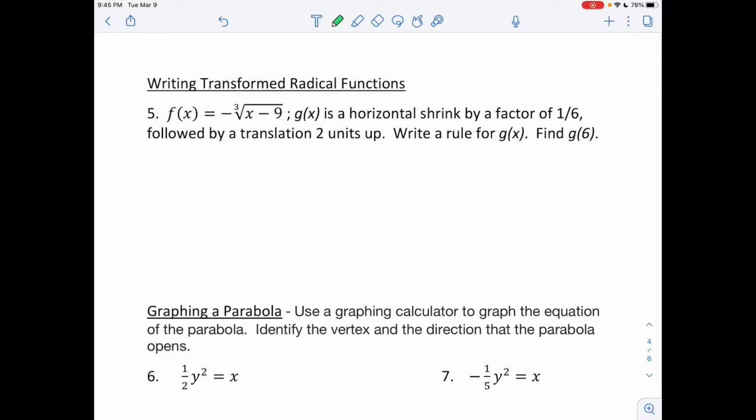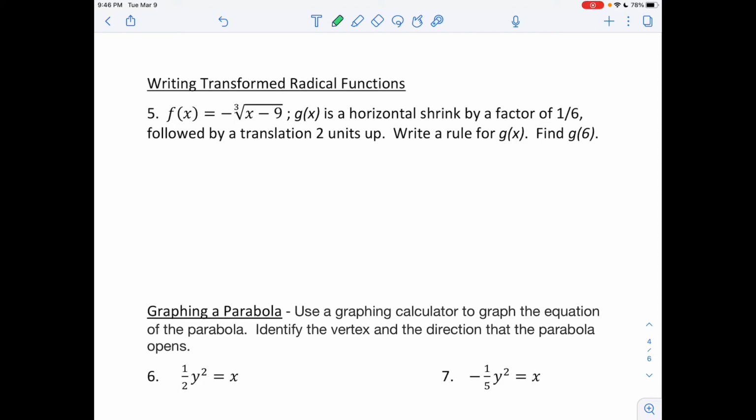Now that we've practiced identifying transformations, let's talk about writing rules when we are given a verbal description of transformations. So we're going to start with something that's already transformed here. Notice the negative out in front of my f of x. That was a reflection over the x-axis, and negative 9 would be moving me to the right by 9. But that's what we're starting with.